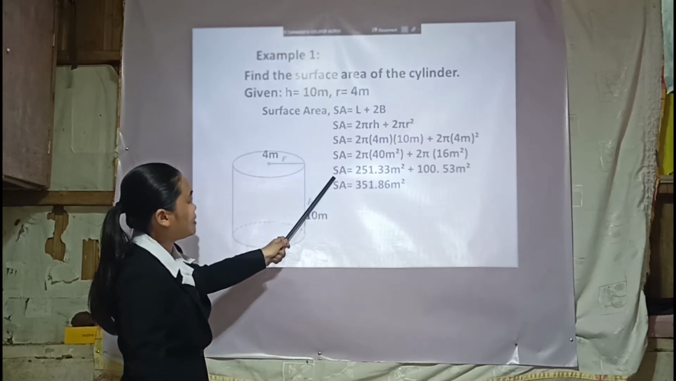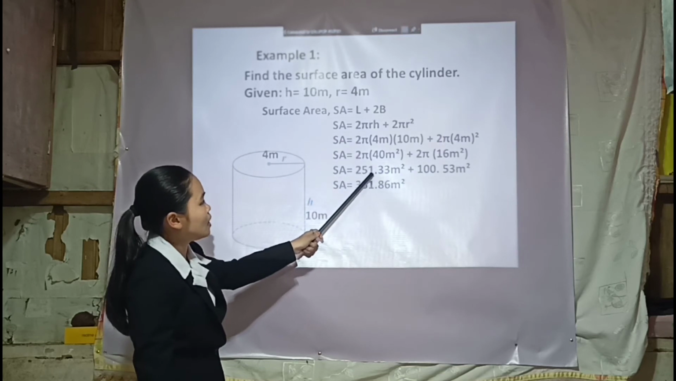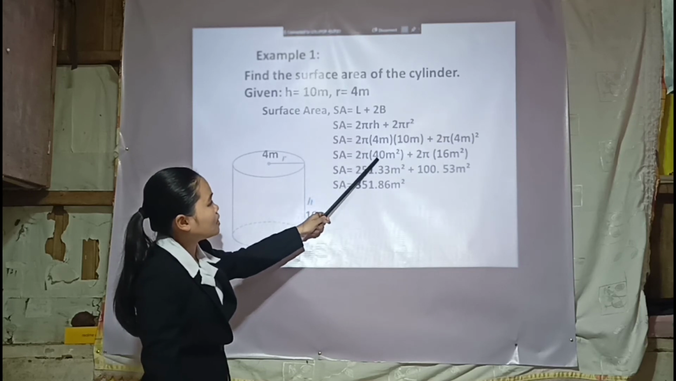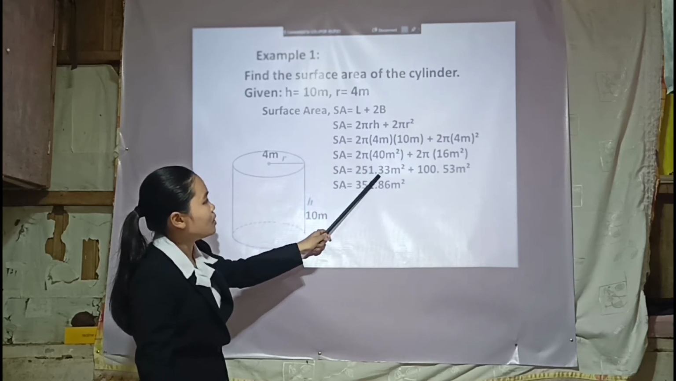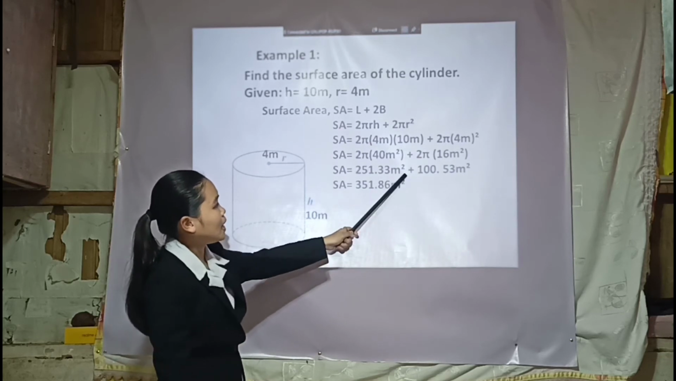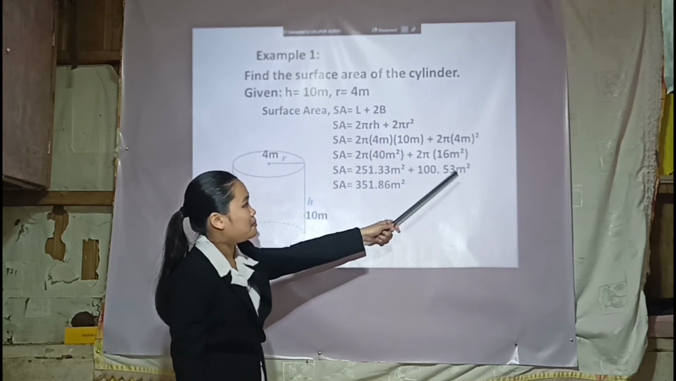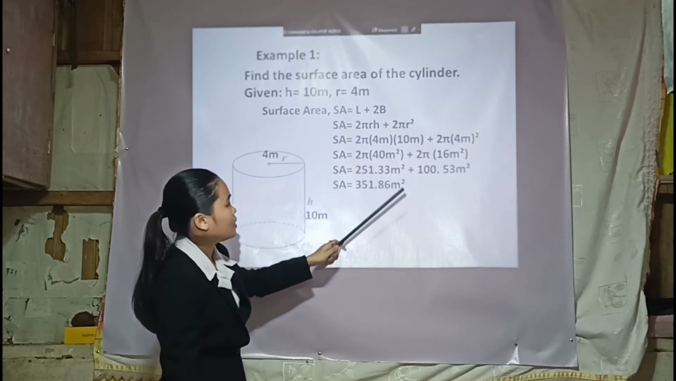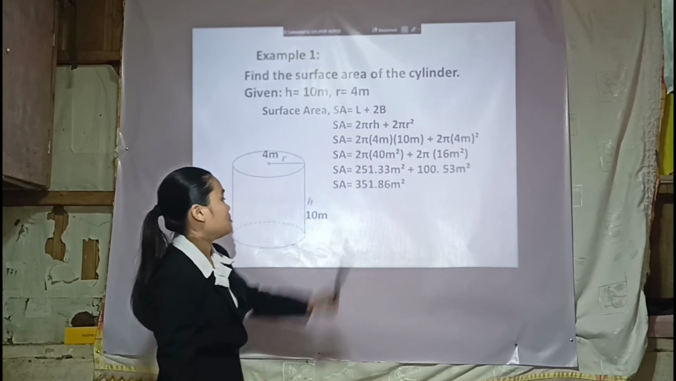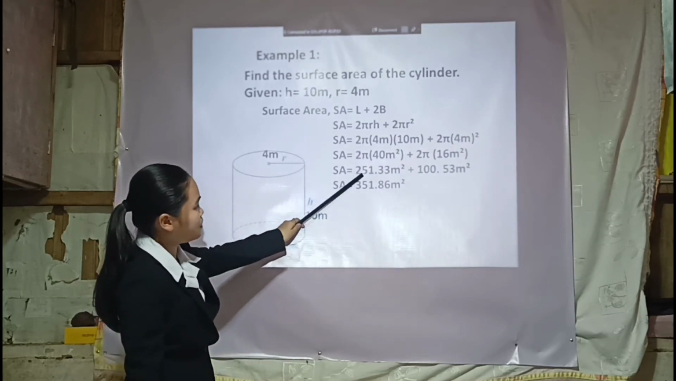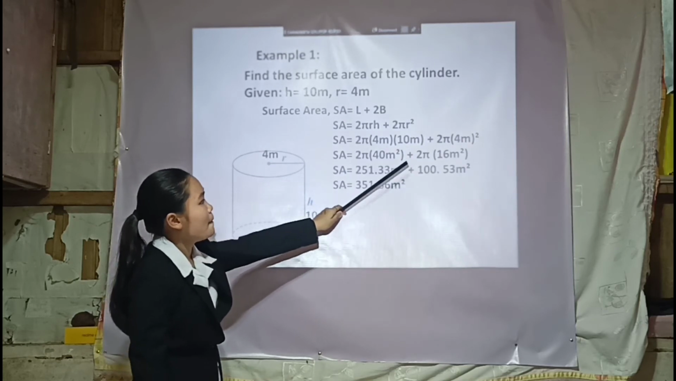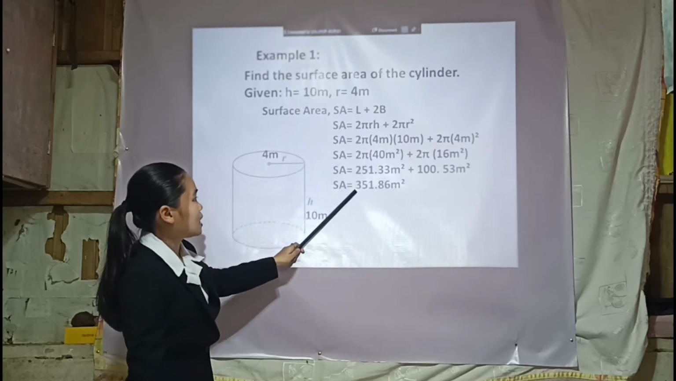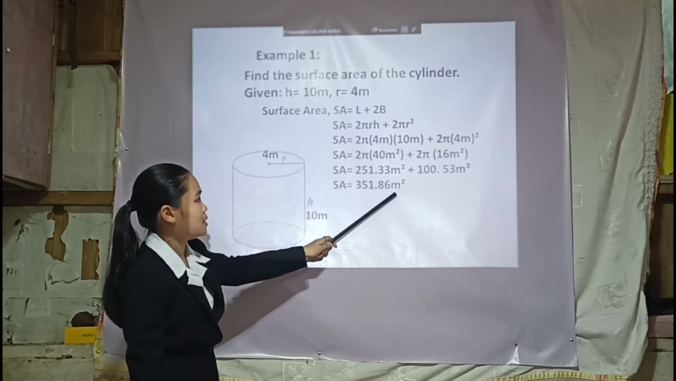Next, surface area equals 251.33 meters squared, because 2 pi times 40 meters squared equals 251.33 meters squared, plus 100.53 meters squared, because 2 pi times 16 meters squared equals 100.53 meters squared. And the total of 251.33 meters squared plus 100.53 meters squared equals 351.86 meters squared.